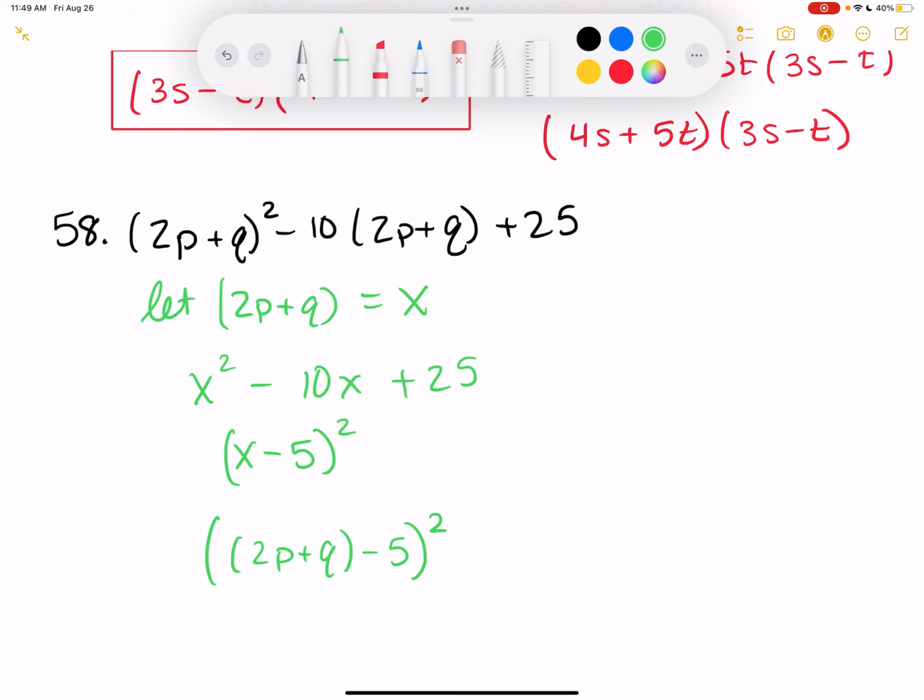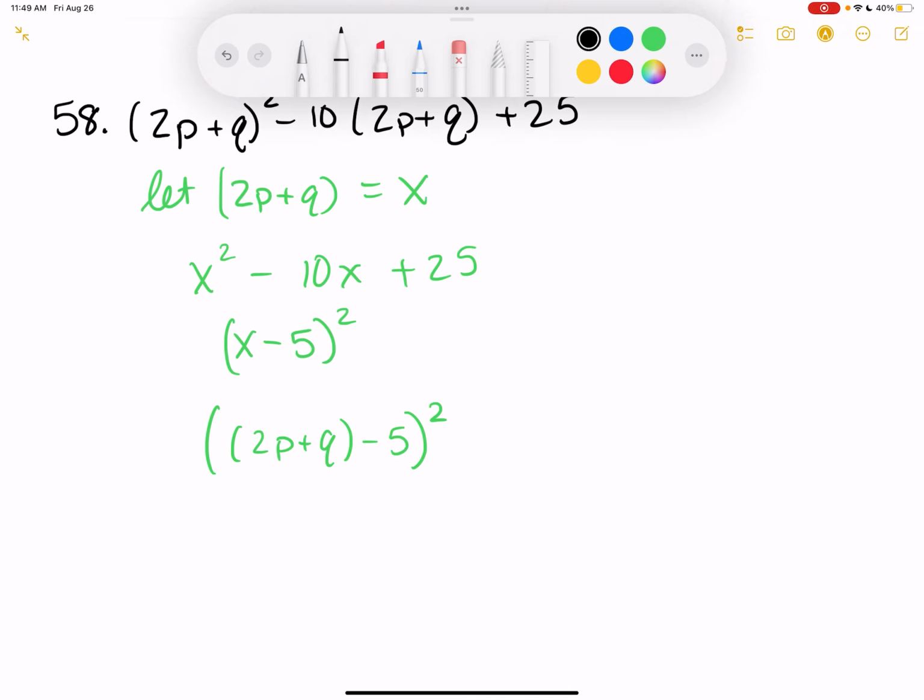I'm so sleepy. All right, more factoring.